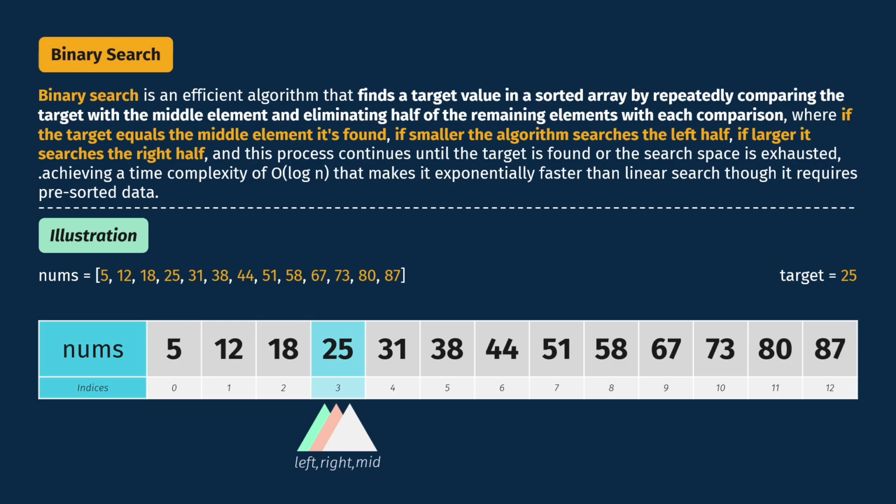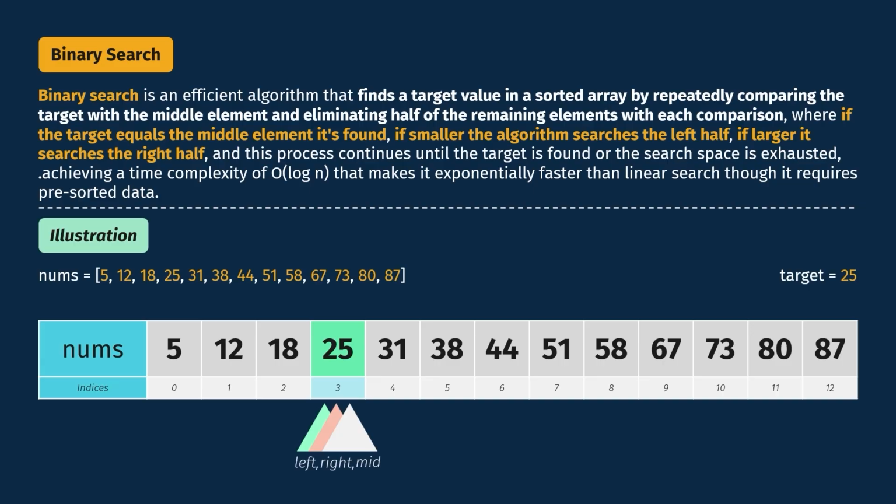We compare. Is 25 equal to 25? Yes. This time we get a perfect match. We found our target at index 3. So this is the power of binary search. We found our target in just a few comparisons instead of potentially checking every single element. This in fact is a standalone LeetCode problem number 704, binary search.